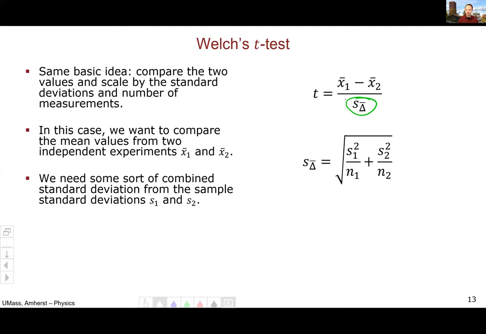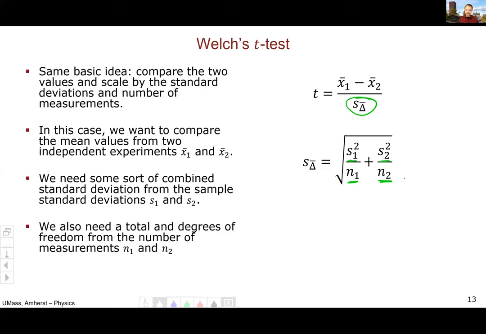You can see it's a combination of the sample standard deviations of the two experiments and weighted by the size of the two experiments, right? You want the bigger experiment to count for more. And so that's what this is. You can see it's sort of a combination of the standard deviations of the two experiments.